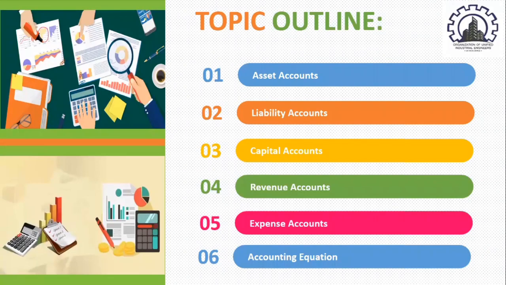First, we have asset accounts. Second, we have liability accounts. Third, we have capital accounts. Fourth, we have revenue accounts. Fifth, we have expense accounts. And finally, we have the accounting equation.